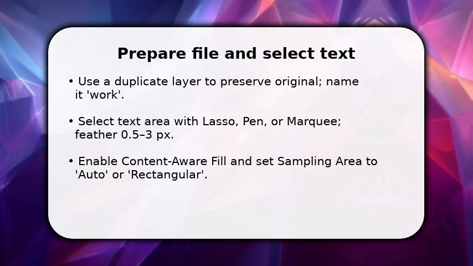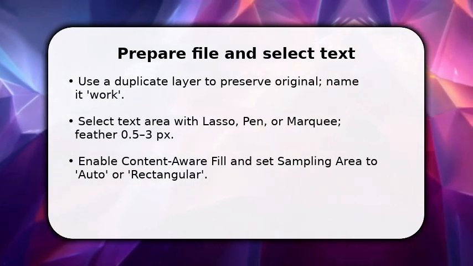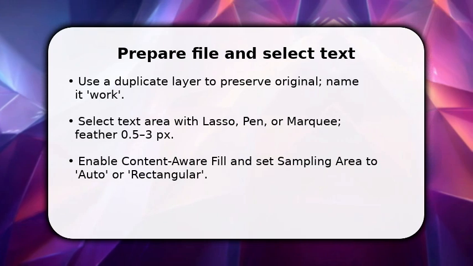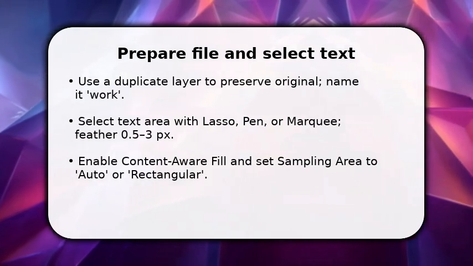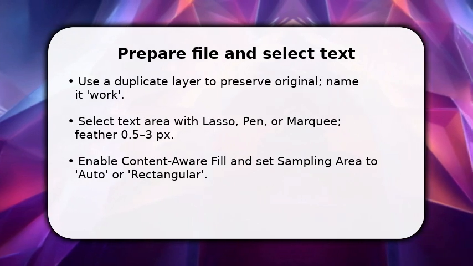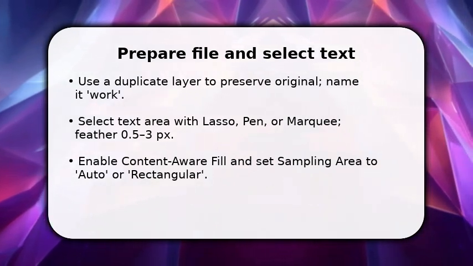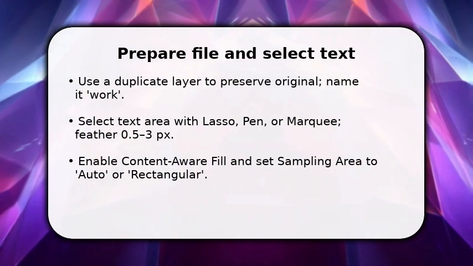Feather slightly, around 0.5 to 3 pixels to blend. Once selected, open Content Aware Fill and choose a sampling area. This tells Photoshop where to pull background texture from, which is crucial for a seamless fill.